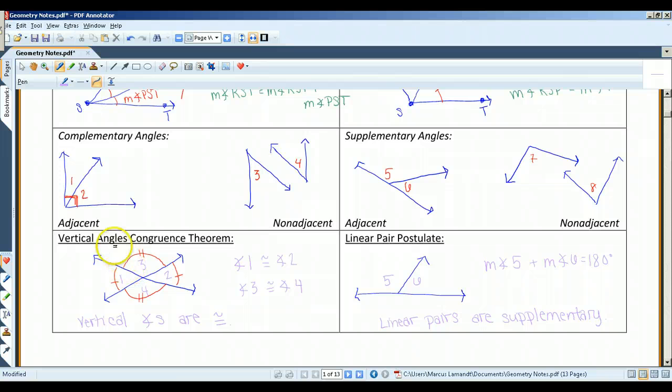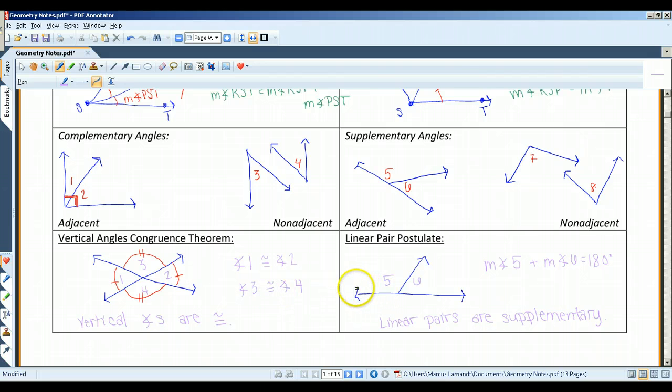Two angles are vertical angles if their sides form two pairs of opposite rays, kind of like here. You see how these lines crisscross? Angles 1 and 2 that are opposite of each other, these would be vertical angles. Also angles 3 and 4. And just a reminder, this little dash means that these two angles are congruent. These have two dashes, so these two angles are congruent. The vertical angles congruence theorem states that vertical angles are congruent. So in this case, angle 1 is congruent to angle 2, and angle 3 is congruent to angle 4.